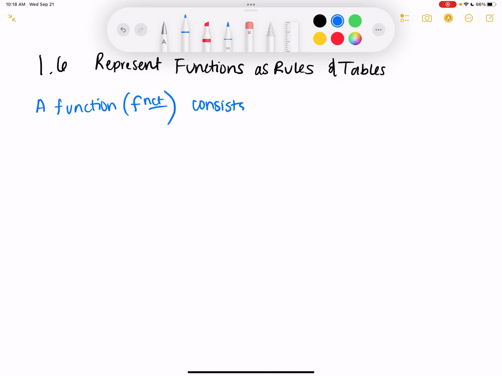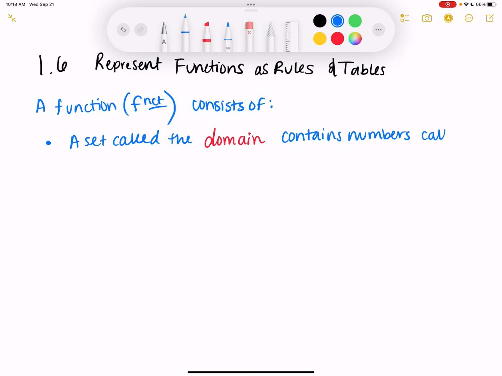Consists of a set called the domain, which contains numbers called inputs. Trying to get it so it's not so blurry up there for y'all.